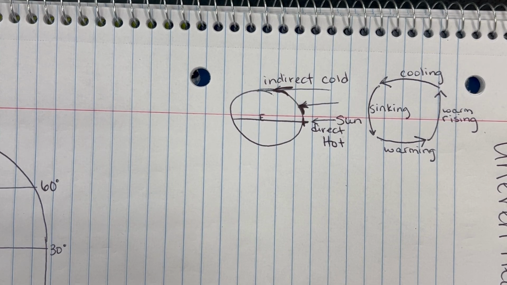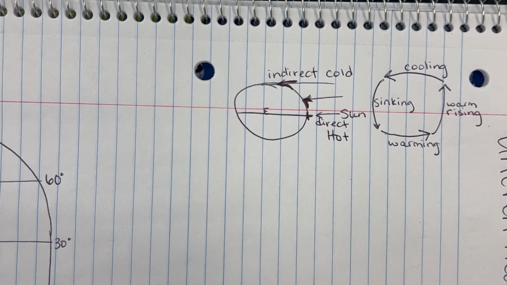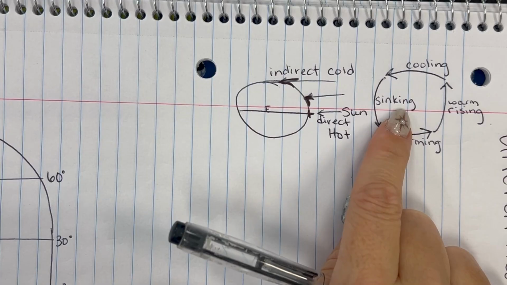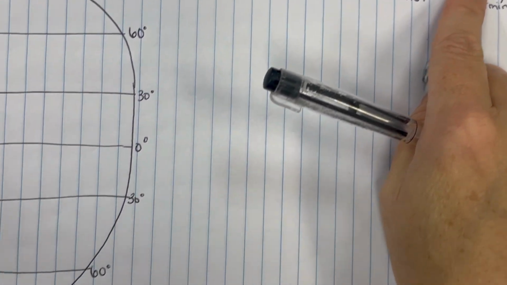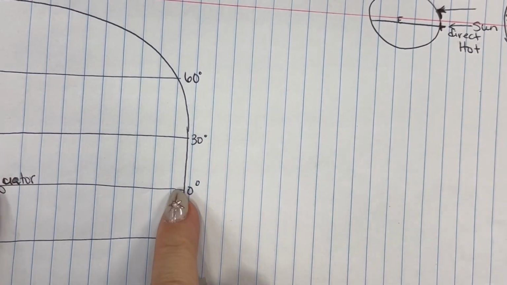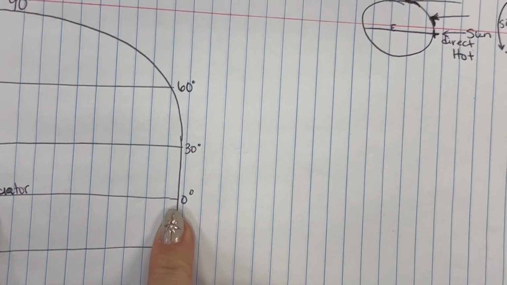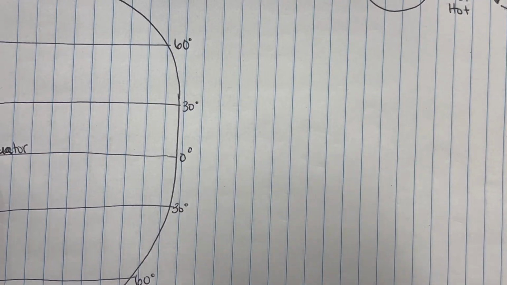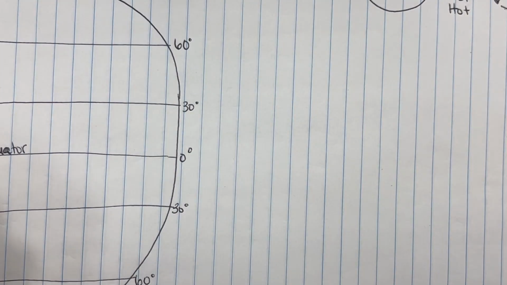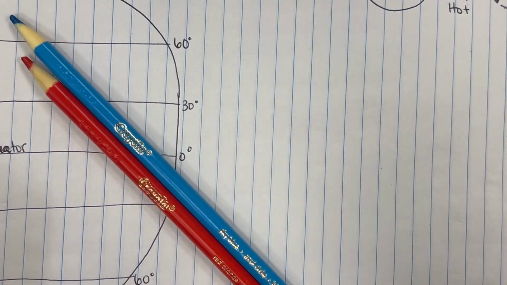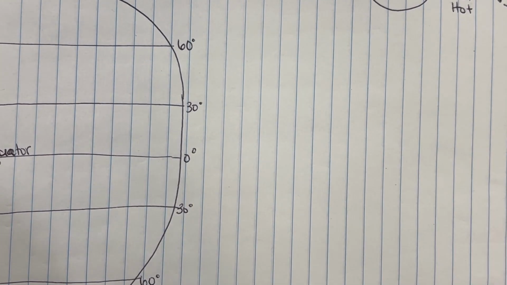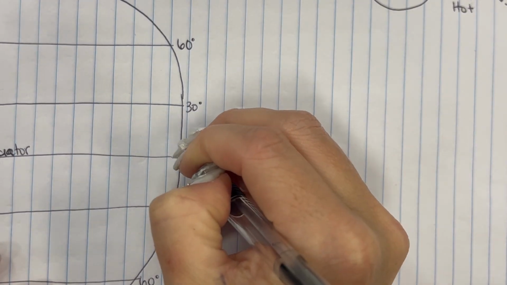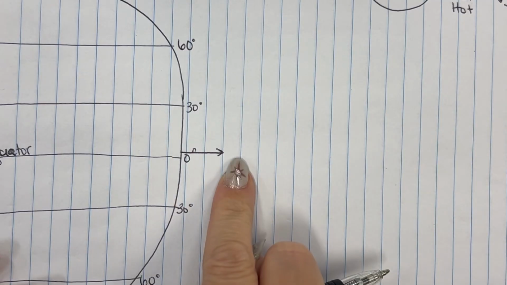Okay? So, let's apply convection to the globe. Here's our globe, equator. We know the equator is really hot because it gets direct sunlight. Hot air is going to rise. So at the equator, you might want to pause this video if you need to, and grab a red and a blue color. Okay. All right.